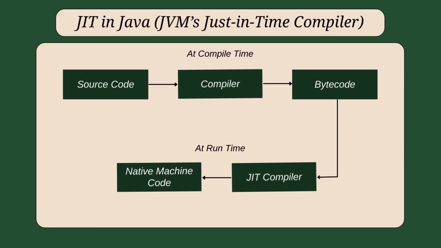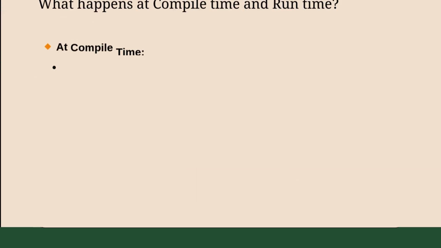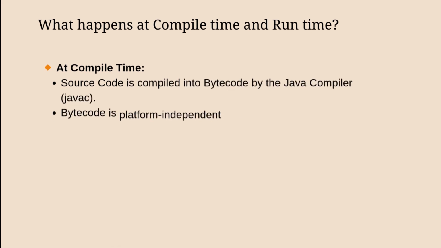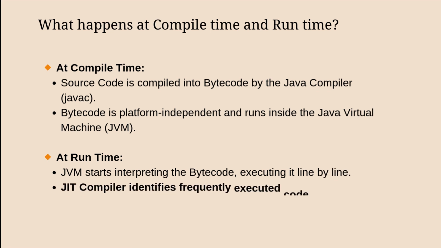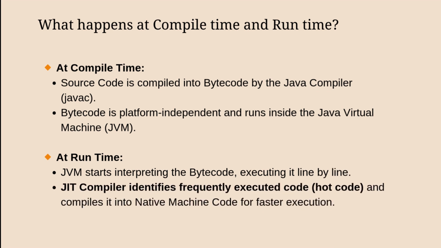Starting with how JIT works in Java. Number 1: what happens at compile time and runtime? Let's walk through what happens when a Java program runs. At compile time, our source code is converted into an intermediate form called bytecode by the Java compiler. This bytecode isn't platform specific. It's designed to run on a system that has a JVM, making Java platform independent.